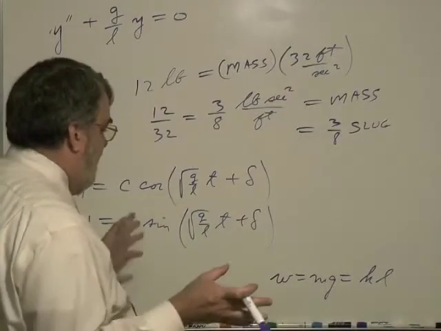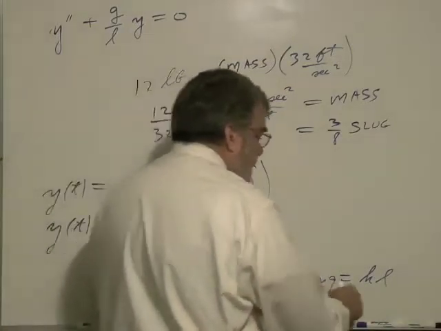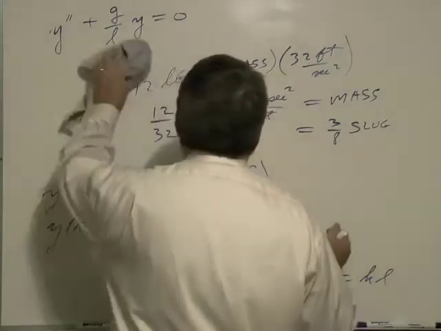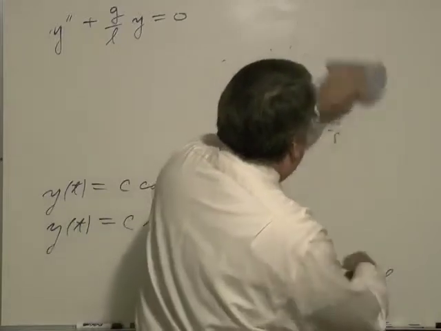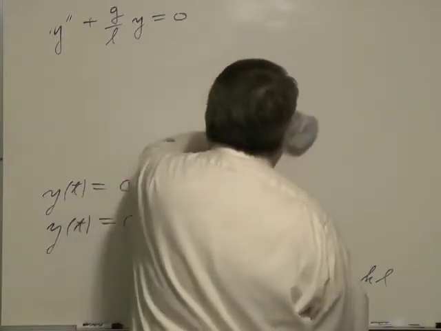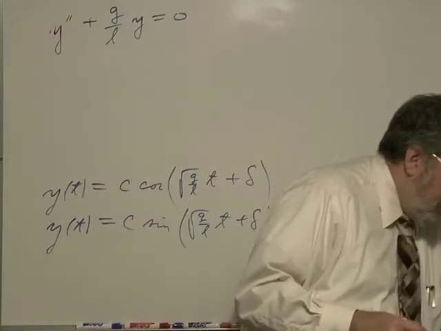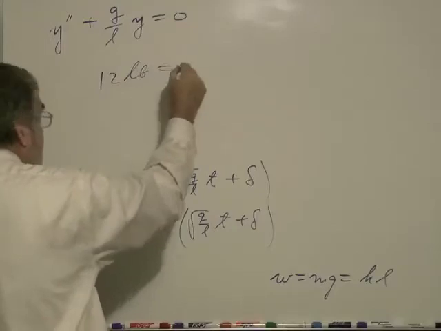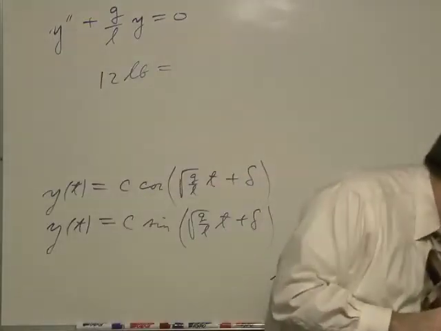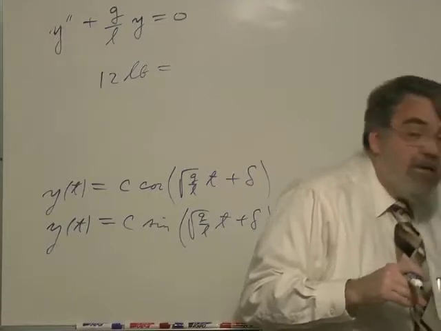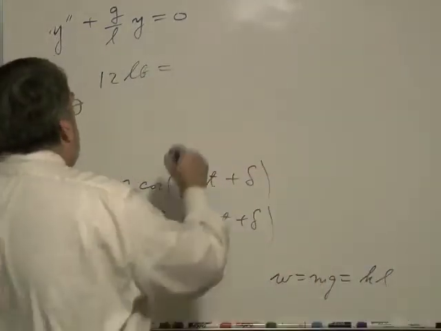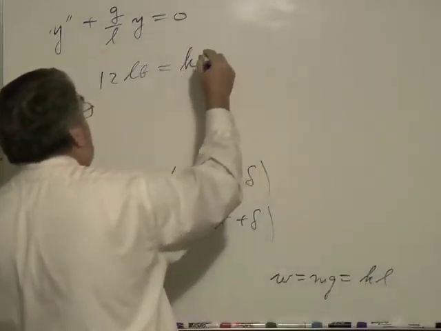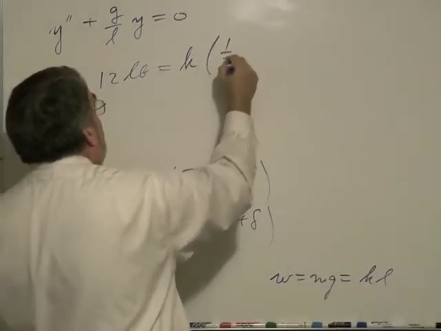But I don't really need that because the weight, mass times gravitation, is already 12 pounds, and that's k times the stretch length. So let's go back to this part, and we'll figure out what k is for our problem. A 12-pound body attached to a helical spring stretches it by 6 inches. So this is 12 pounds. Weight, mass times gravity, is 12 pounds equals k times 6 inches. Now 6 inches is 1/2 foot.